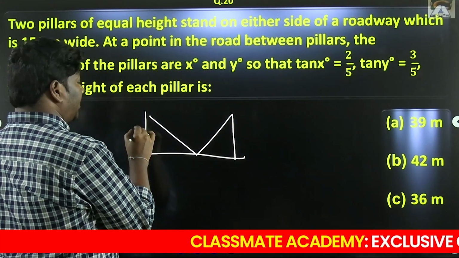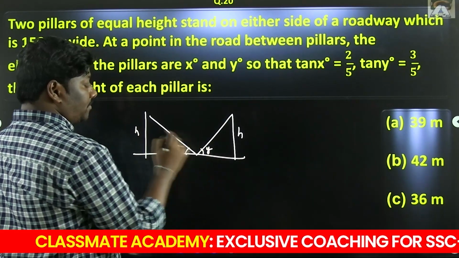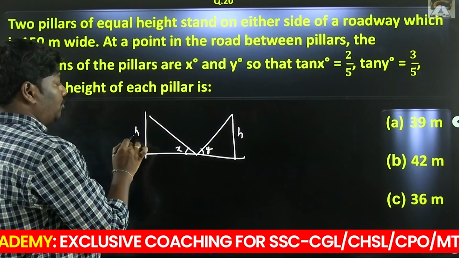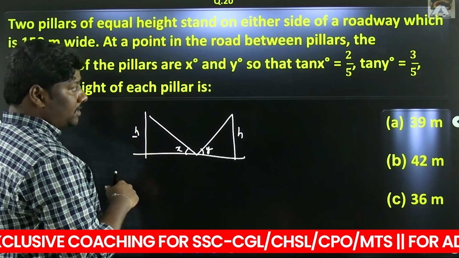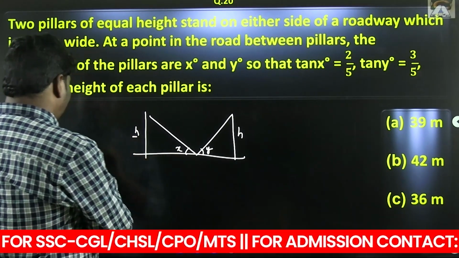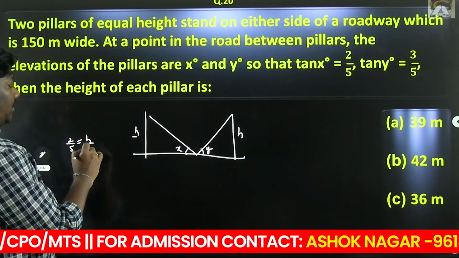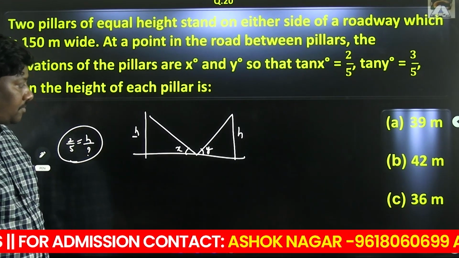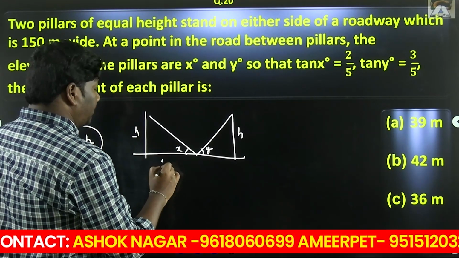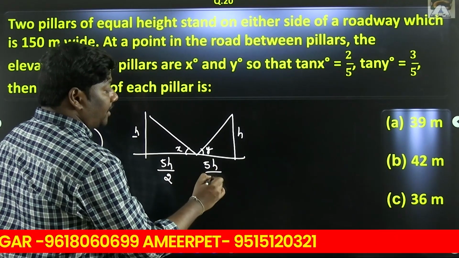If I take it as h, x degrees, y degrees, right? If tan x equals 2 by 5, which means if 2 parts is h, therefore what is 5 parts? Or else you can take it as tan x is nothing but 2 by 5 equals h by something. What is this something? This something equals 5h by 2. And this is 5h by 3.